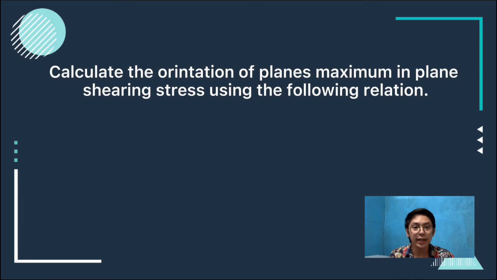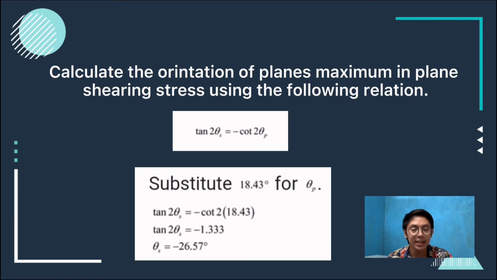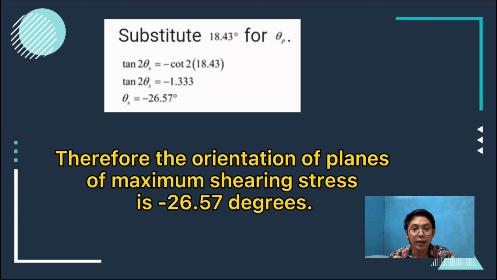Then, calculate the orientation of planes of maximum in-plane shearing stress using the following relation. Tangent 2 theta s is equal to negative cotangent 2 theta p. Then, substitute 18.43 degrees for theta p. Therefore, the orientation of planes of maximum in-plane shearing stress is equal to negative 26.57 degrees.